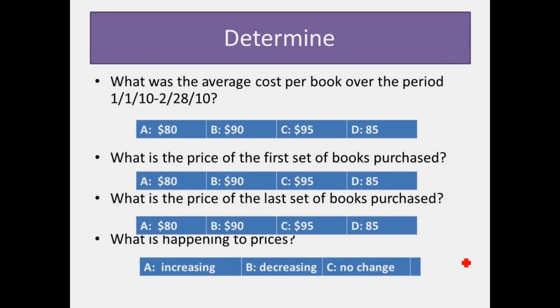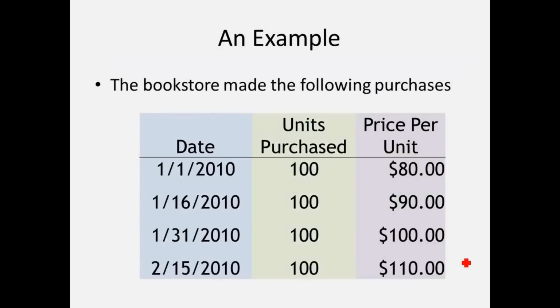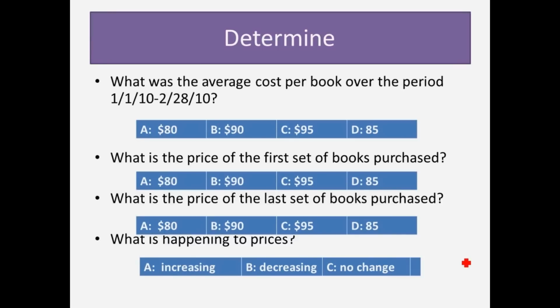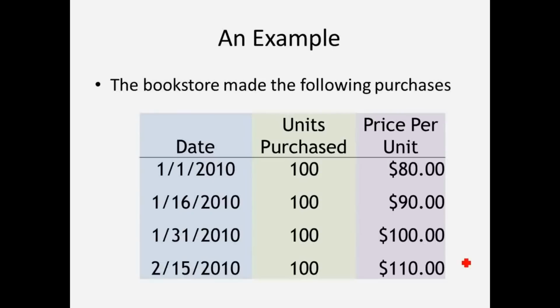Okay, so let's think about the textbook example here. What was the average cost? So here's the books that they bought. If you think about the whole period, what was the average cost of a book over the period? You bought 100 units at each of these, so it's going to be right in there, $95 a book, right?